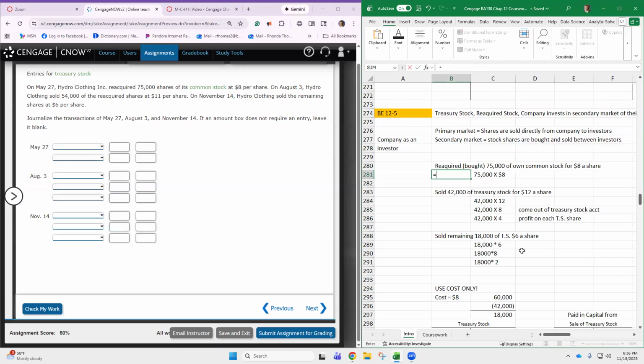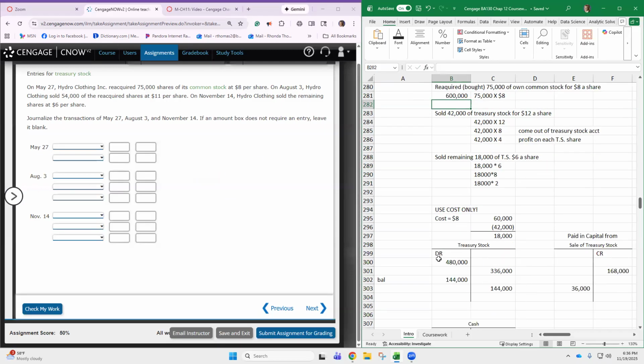So I'm going to do the math here. 75,000 times 8, $600,000 is how much in cash we are spending, right? So here's what we're doing. We're going to put 600,000 in treasury stock. Treasury stock is an equity account, and it has a debit normal balance, which is odd. We also have an account called paid in capital from sale of treasury stock.